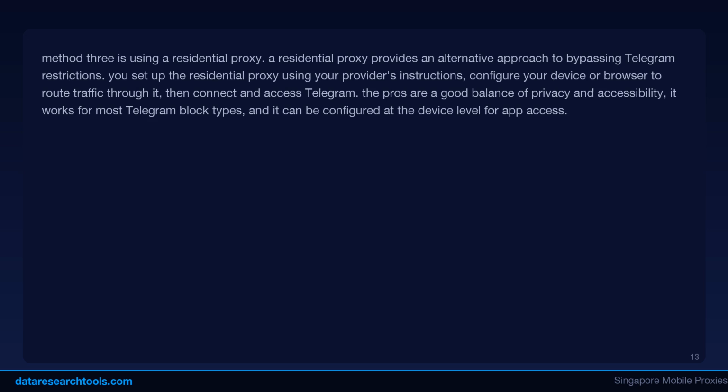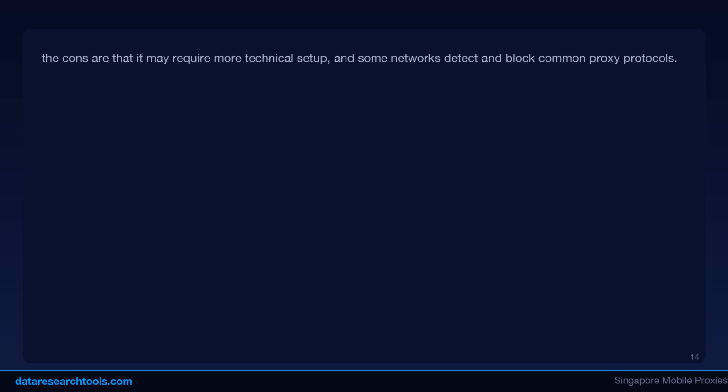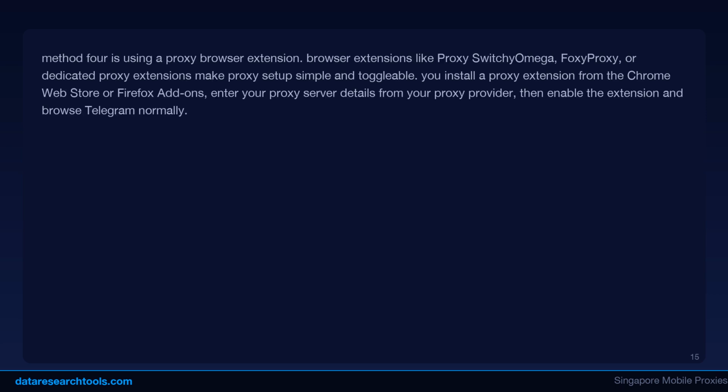Method 3 is using a residential proxy. A residential proxy provides an alternative approach to bypassing Telegram restrictions. You set up the residential proxy using your provider's instructions, configure your device or browser to route traffic through it, then connect and access Telegram. The pros are a good balance of privacy and accessibility. It works for most Telegram block types, and it can be configured at the device level for app access. The cons are that it may require more technical setup, and some networks detect and block common proxy protocols.